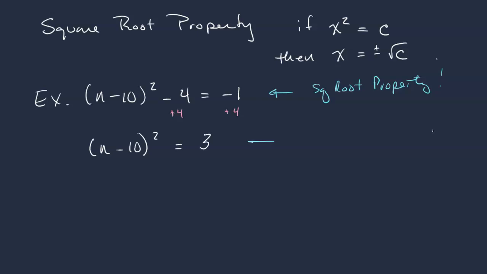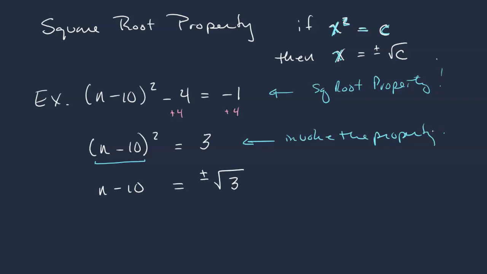And now I can invoke the property here. So the property states that if some base being squared is equivalent to some constant, which is exactly what we've got with our base being n minus 10, then we can write the base, which would be n minus 10, is equivalent to plus or minus the square root of the constant 3.